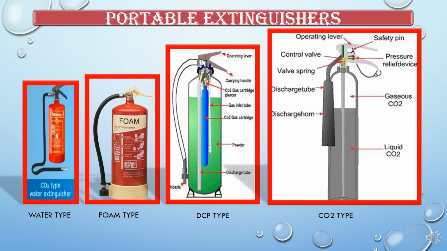And here it is the CO2. CO2 portable extinguisher is most preferably used for the so-called electrical fire. And the constructional view, the cross-sectional view is shown over here, which can be useful for examination purposes also. You can draw this diagram. So all these portable extinguisher details are coming in the coming slides.